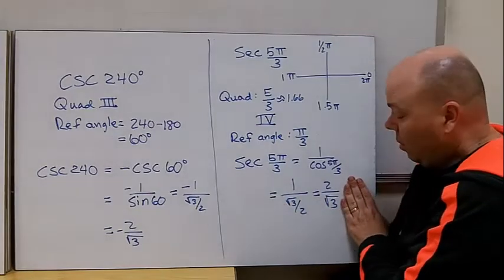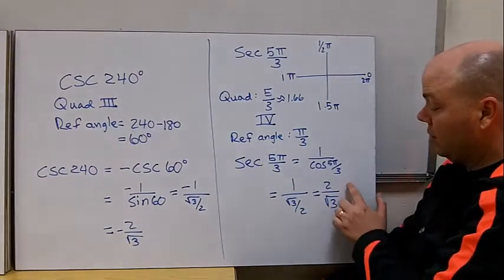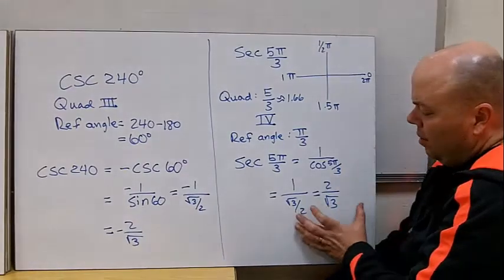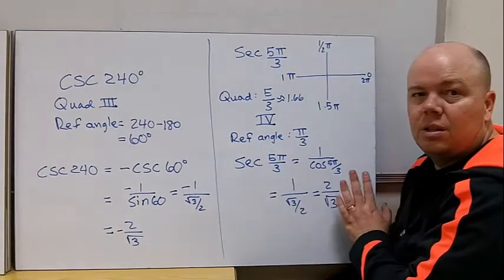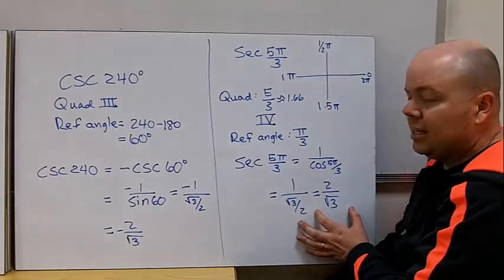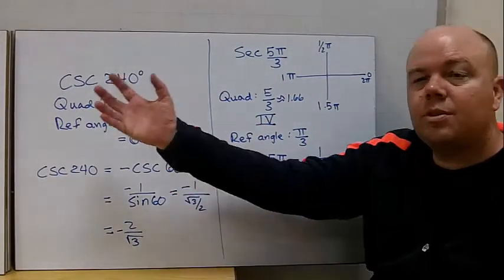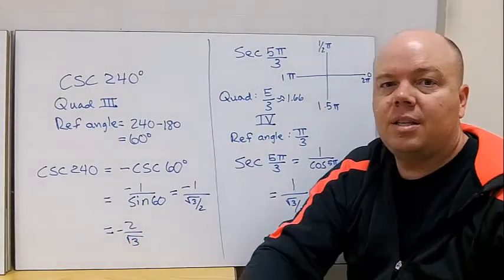For right now, I'm not worried about you rationalizing the denominator. If you want to, you can multiply both numerator and denominator by square root of 3 to rationalize it. But I'm interested in just being able to get to here. If you can get to here, then the rest is easy to do. But getting to here is often the difficult part. So hopefully this helps summarize the steps you follow for finding the ratios of any angle between 0 and 360.